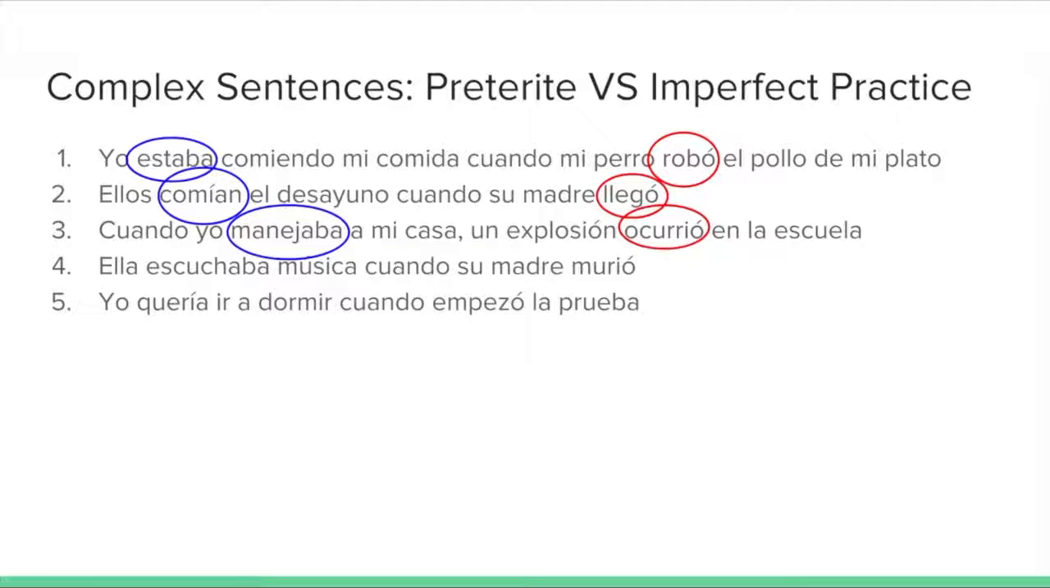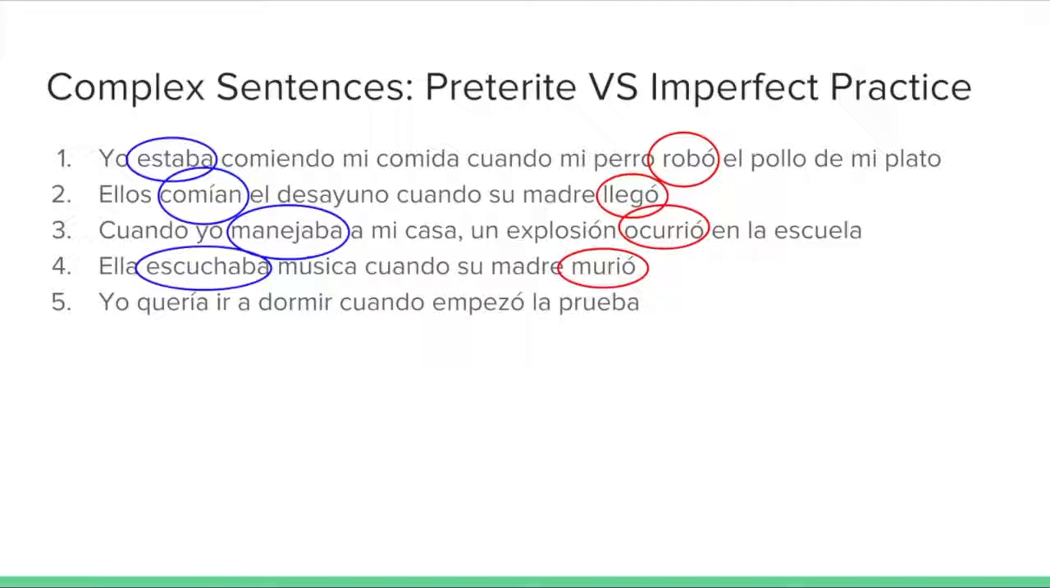So the fourth sentence, "ella escuchaba música cuando su madre murió." I put an accent there. I don't know if you can see. I didn't leave it blank or anything. So it basically means she was listening to music when her mom died. So she was listening to music that was just ongoing, and then her mom died. That was a specific action. Very sad. May she rest in peace.